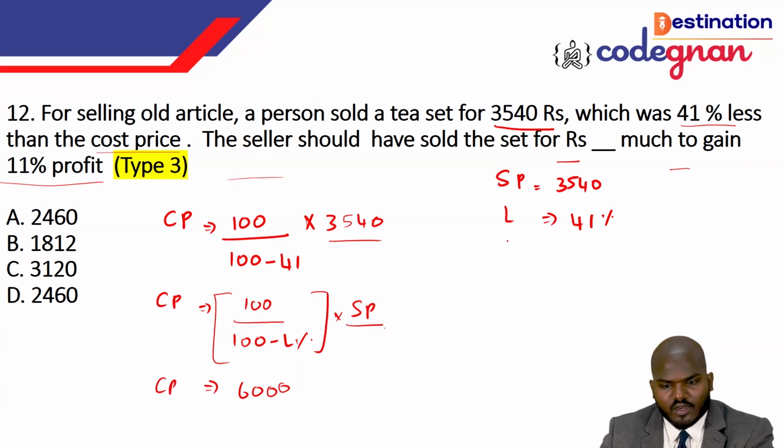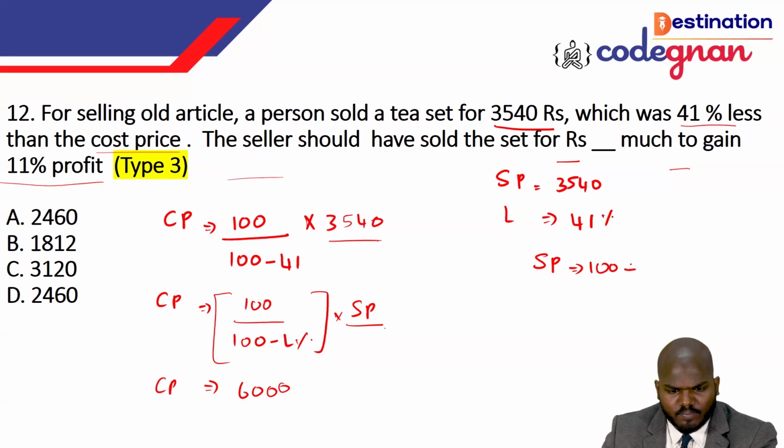If you need 11 percent profit, what formula will you apply? Now you need to find the selling price. The profit is already given. So the selling price equals 100 plus 11 by 100 times 6,000. If you apply this, it will give you the value 6660.